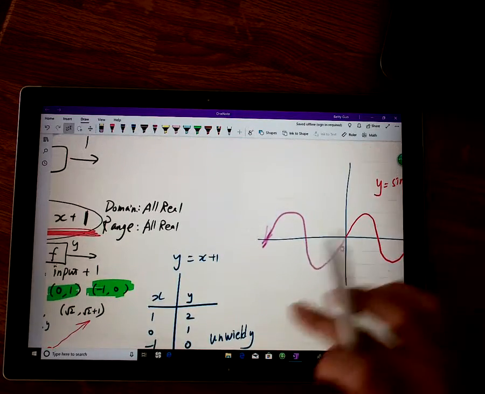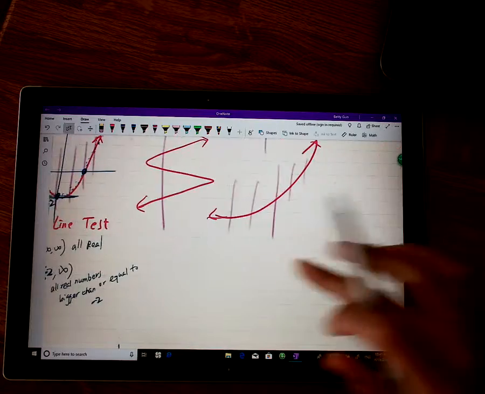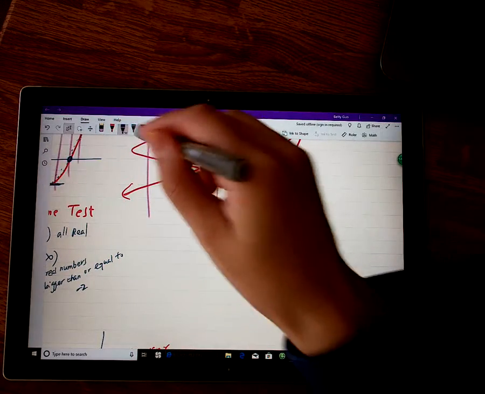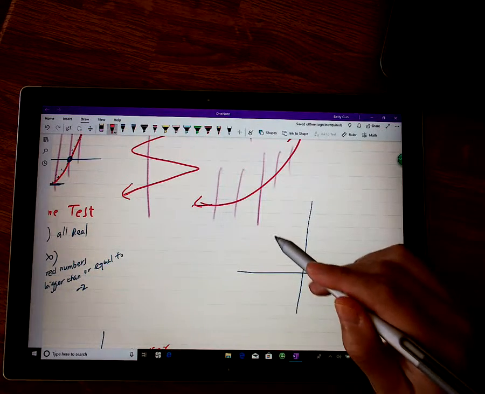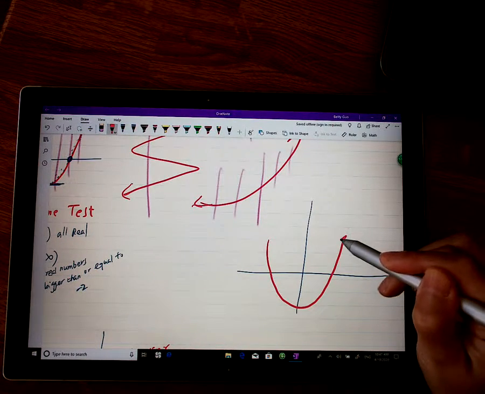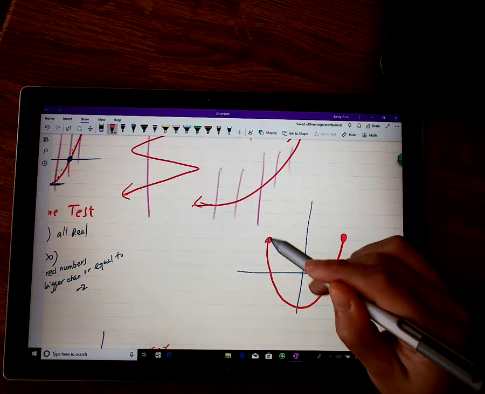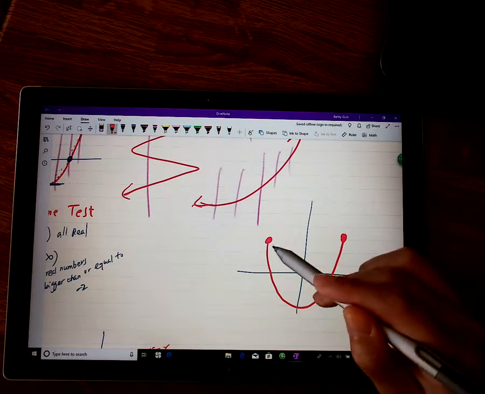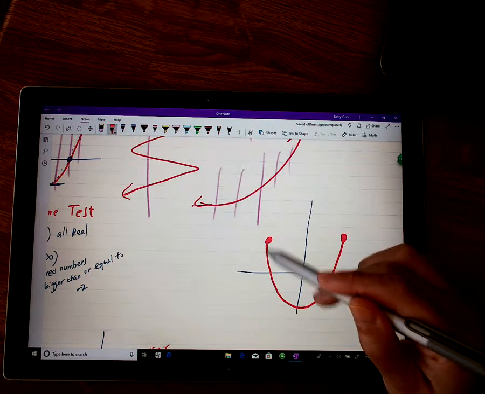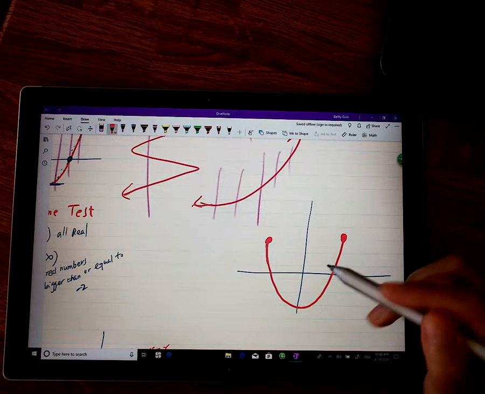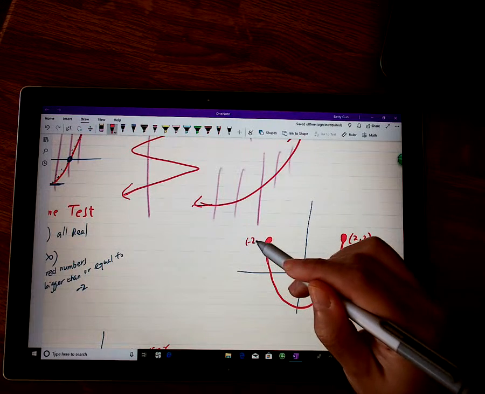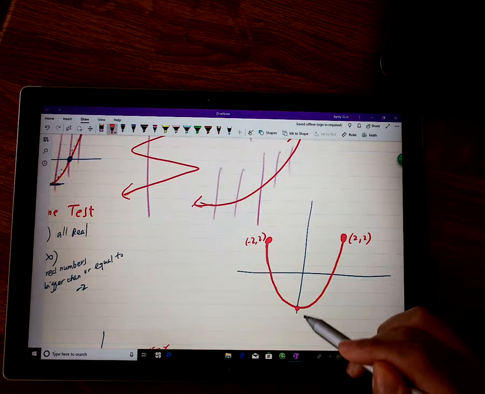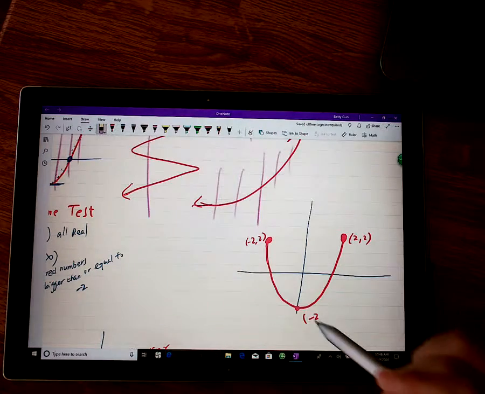If I challenge you a little bit more, let me give you another problem here. And this time I don't have the arrowheads. Instead, the graph of the function is actually part of the parabola. Okay, so this is 2, 2. This is -2, 2. This point is 0, -2.